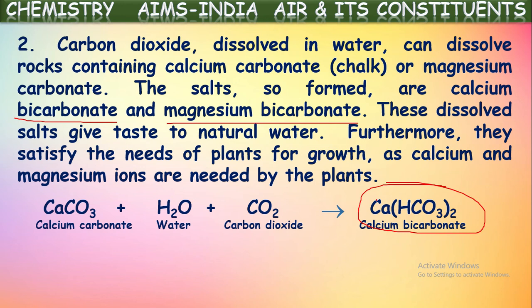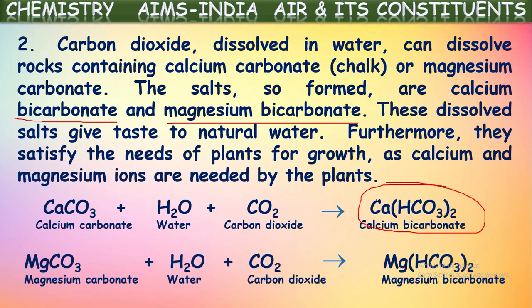This is about calcium carbonate. If you see magnesium carbonate, this also will be shown like this. Metal carbonate on reaction with carbon dioxide in the presence of water forms metal bicarbonate. Magnesium carbonate is converted into magnesium bicarbonate. Calcium carbonate is converted into calcium bicarbonate. These are important for the growth of the plants, as well as they give taste to the natural water.